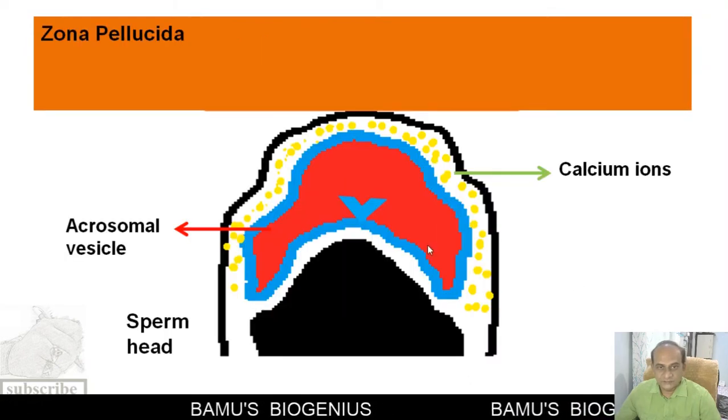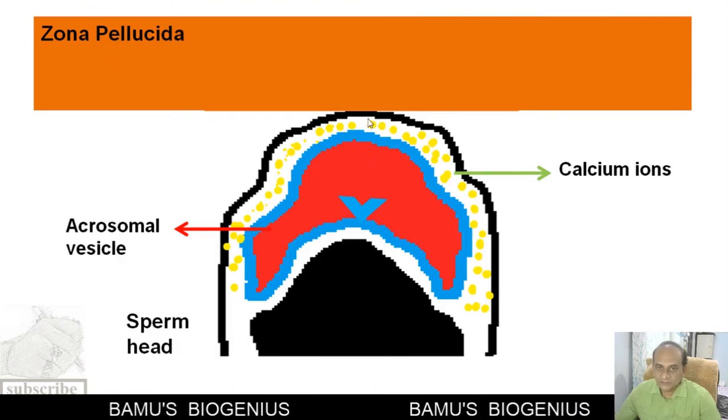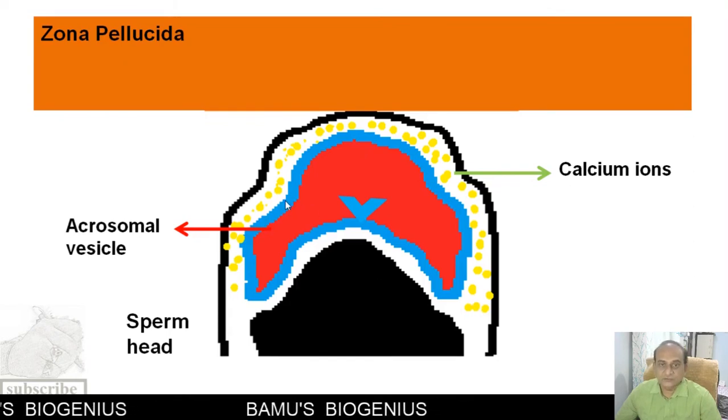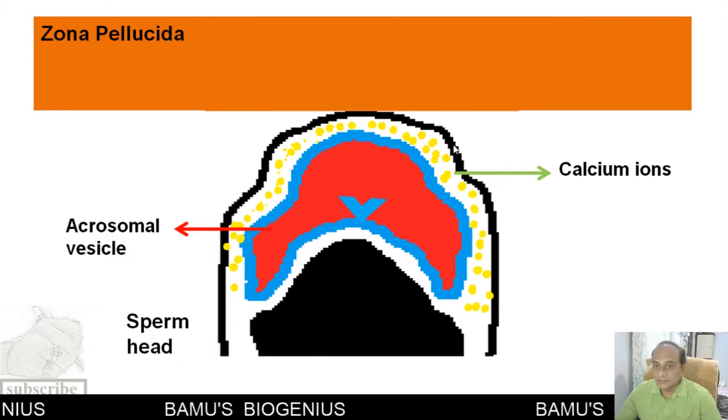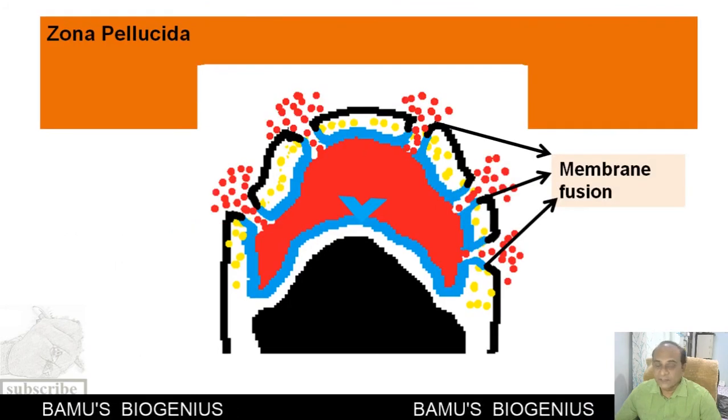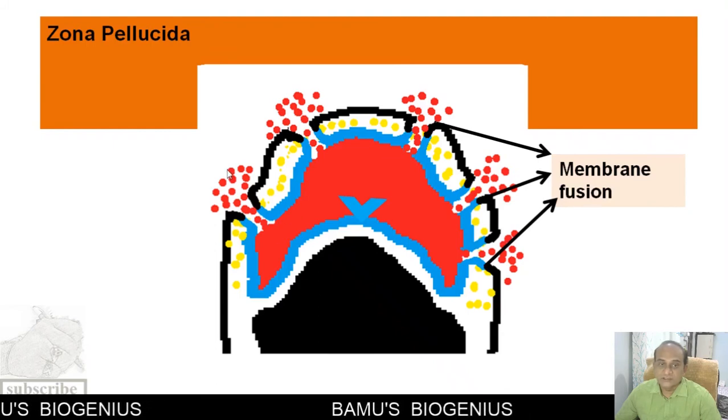See, as the sperm head binds to the zona pellucida, I have told you that calcium ion channels open and increase the concentration of calcium inside the sperm. Because of this, the membrane of the acrosomal vesicle fuses with the membrane of the head region of the sperm, and this fusion at multiple points causes the release of the acrosomal content outside the plasma membrane of the sperm.